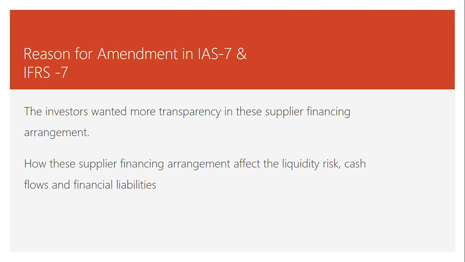Reason for amendment in IAS 7 and IFRS 7: the investors wanted more transparency in the supplier financing arrangement. The investors wanted to know how the supplier financing arrangement affects the liquidity risk, cash flows and financial liabilities. So this was the reason for the amendment in IAS 7 and IFRS 7.